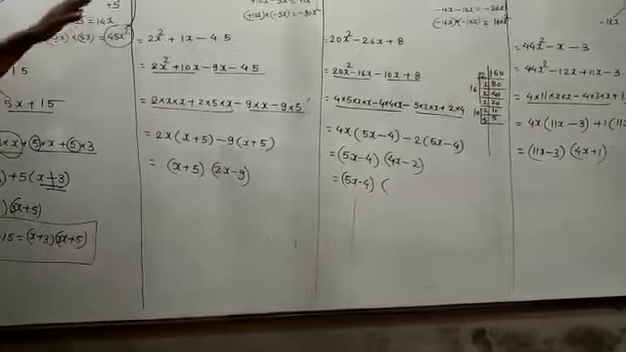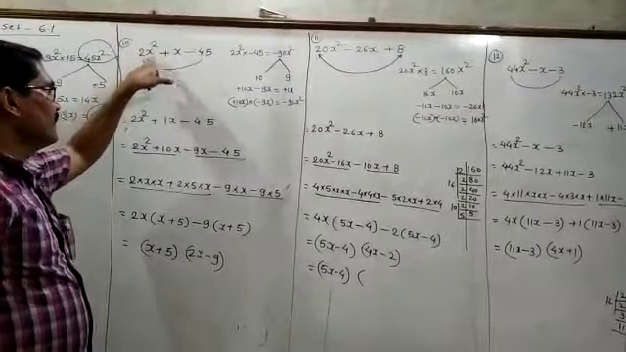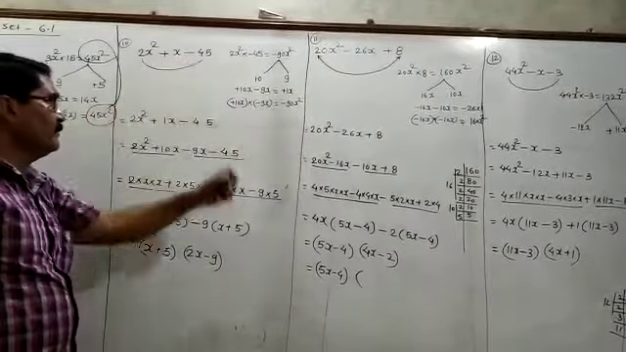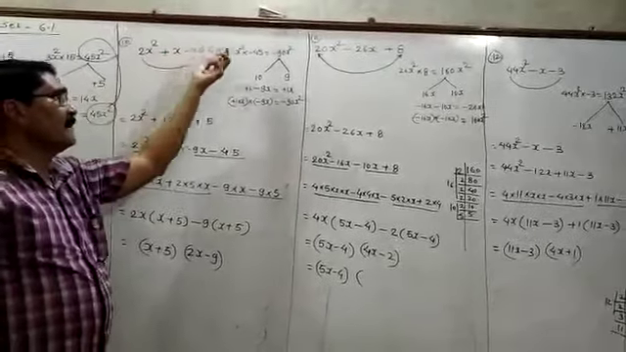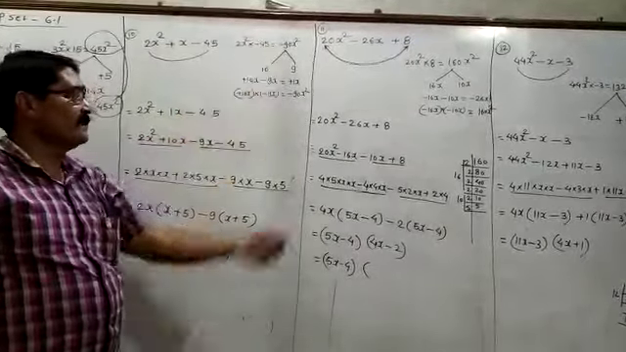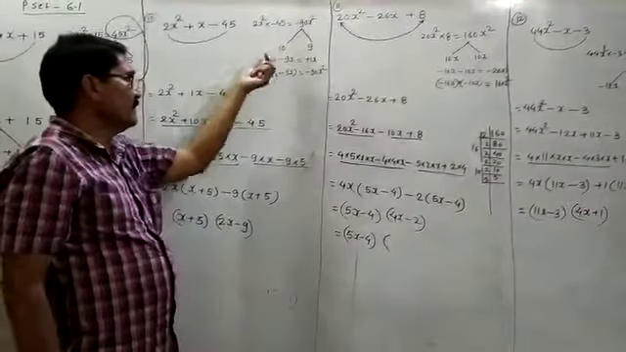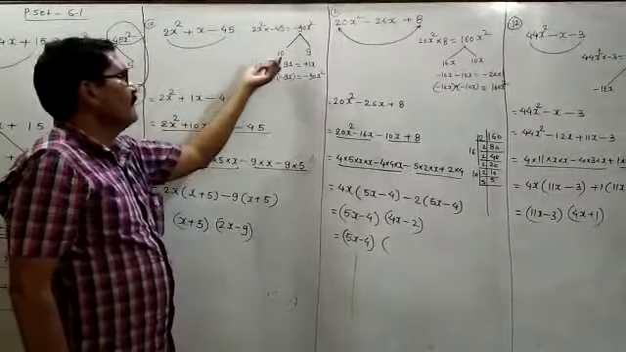Then you have to start with question number 10. In question number 10, the example is 2x² plus 1x minus 45. Do the product of the first term and last term. 2x² multiplied by minus 45 is equal to minus 90x². Factorize this minus 90x² such that the sum has to come as the middle term.